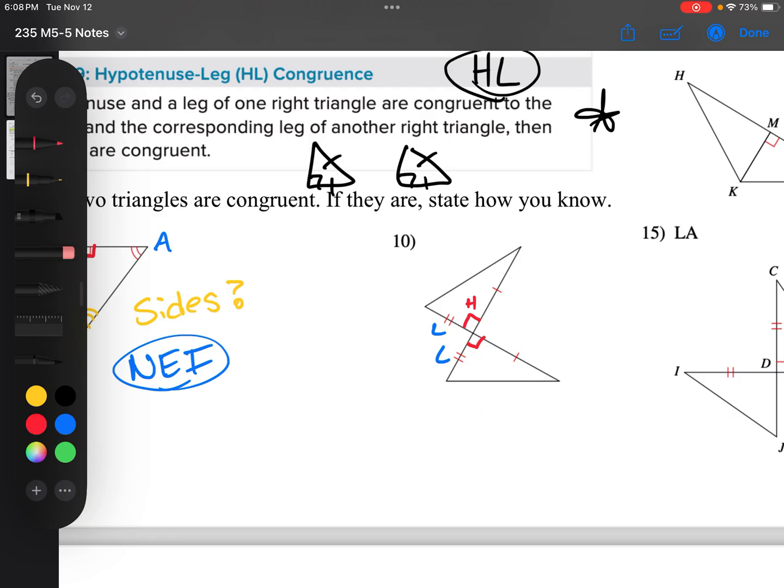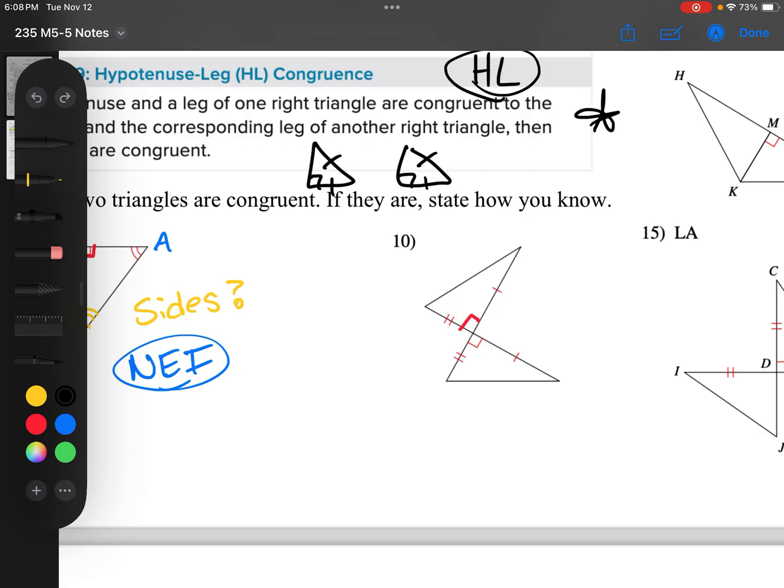Or is it? Think about it again. I'm getting it wrong myself here. So it's not a hypotenuse leg because to have the hypotenuse, that needs to be the actual side. So that's a common mistake I see. This is just the right angle. So I just know it's a right triangle.